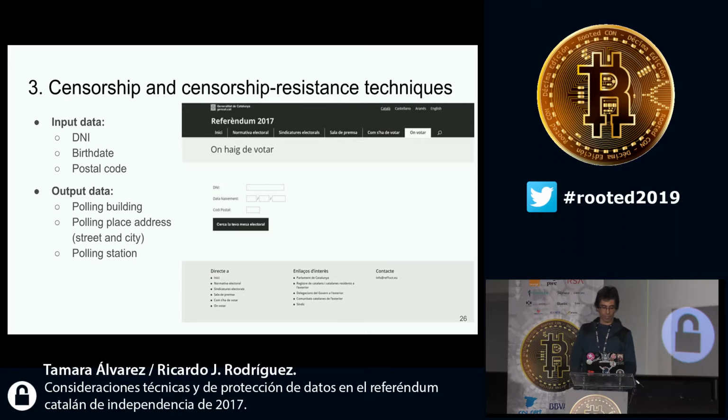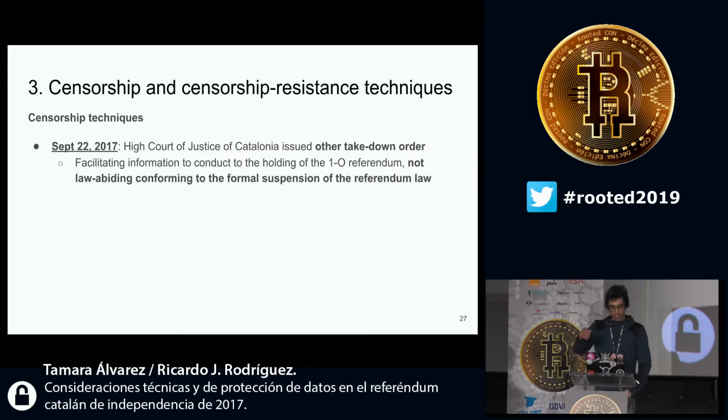This was the actual web page. You needed to input some data, specifically your national identity card, your birth date, and the postal code. And with that, the page performed a number of operations that I will explain in detail later on. And then it told you where you had to go to vote, which was the district and table where you could vote.